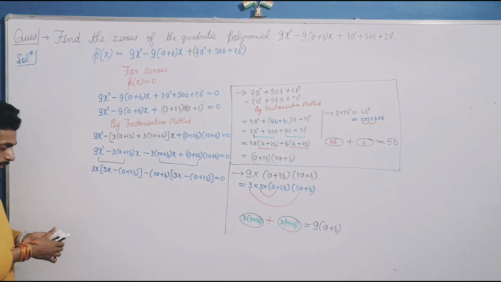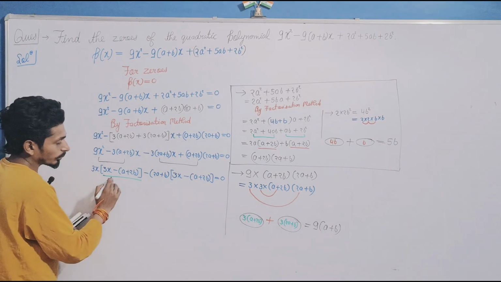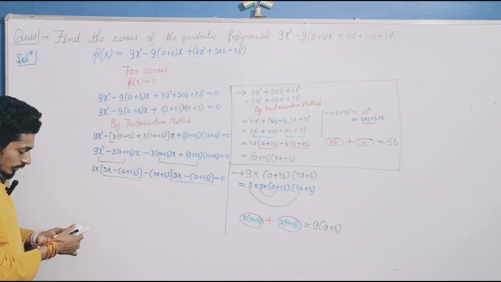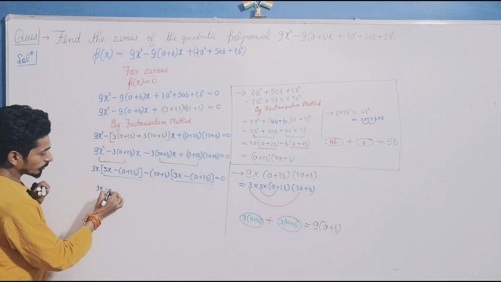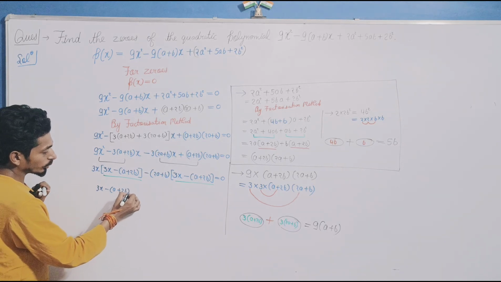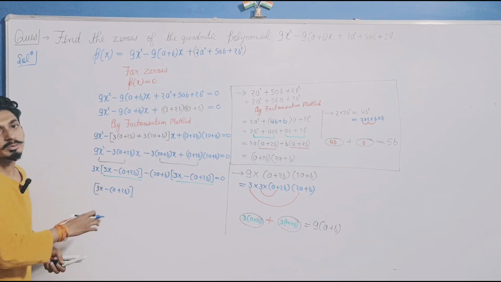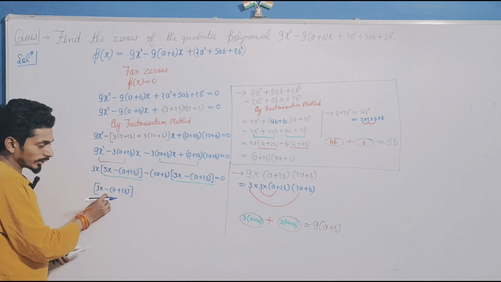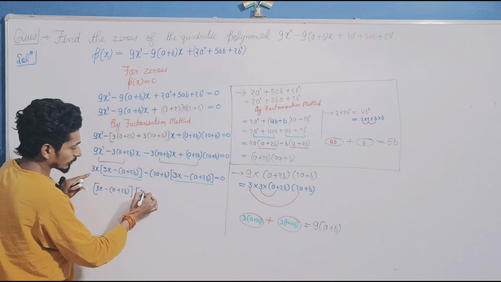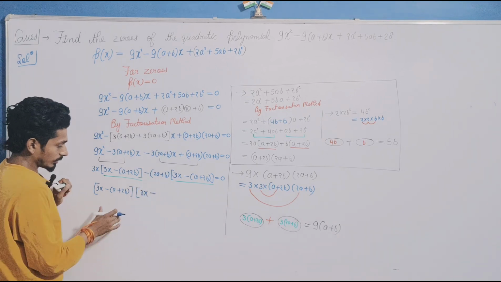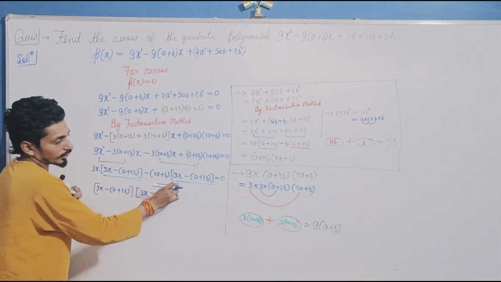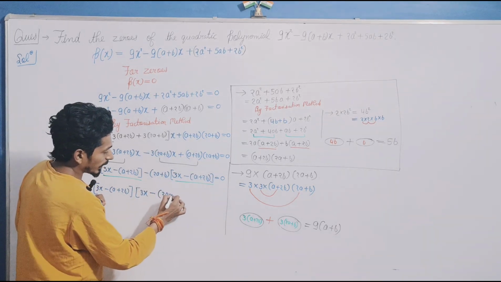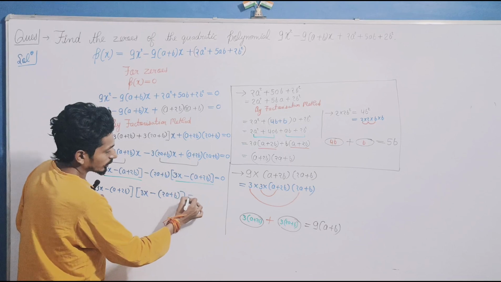Yes or no? Here we take common (3x minus (a plus 2b)) in both terms. Remember that quantity which we take common, divide by each term. So this (3x minus (a plus 2b)) is cancelled by this. So then we get 3x. Okay? Minus, (3x minus (a plus 2b)) is cancelled by this. Then we get (2a plus b) equals to 0.